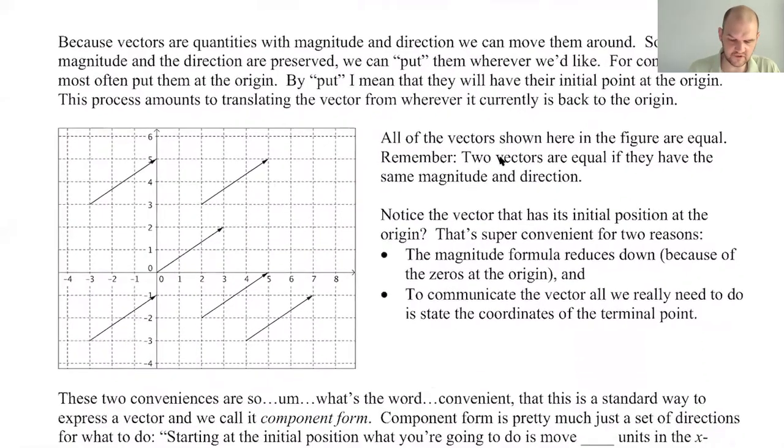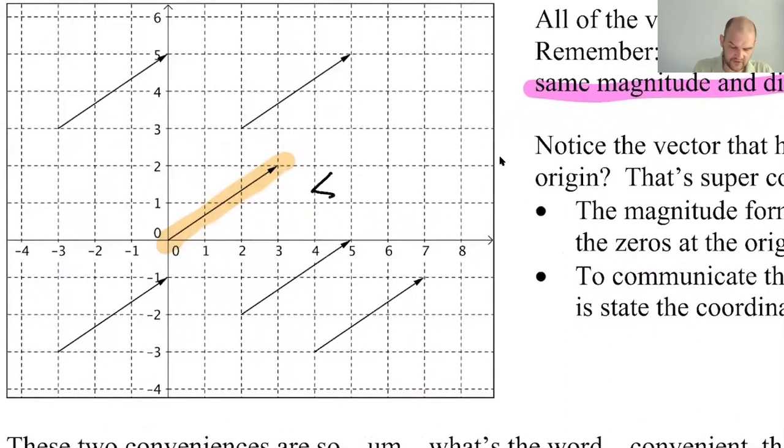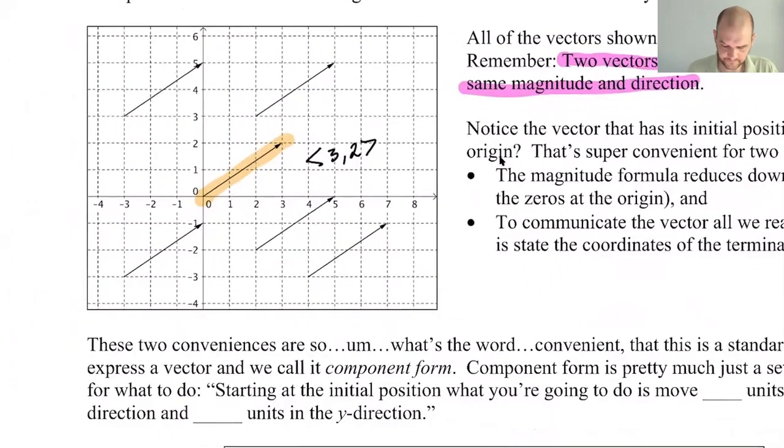So we know that 2 vectors are equal if and only if they have the same magnitude and direction, which means that in this picture here, all of these vectors are the same, but one of them is the most convenient, and it is this one, because it starts at the origin. You really want that. So all of these vectors are communicating that we should go 3 units to the right and 2 units up. Every single one of them is doing that. So the one that we would use is the one that starts at the origin.